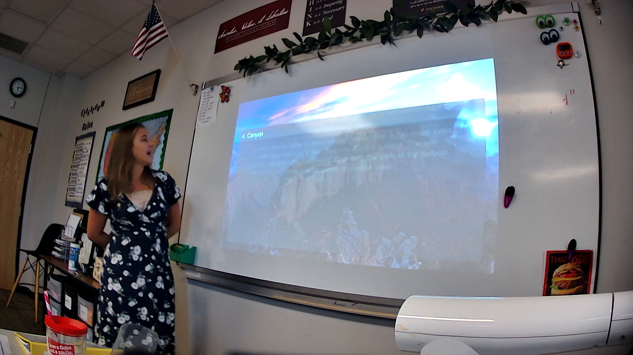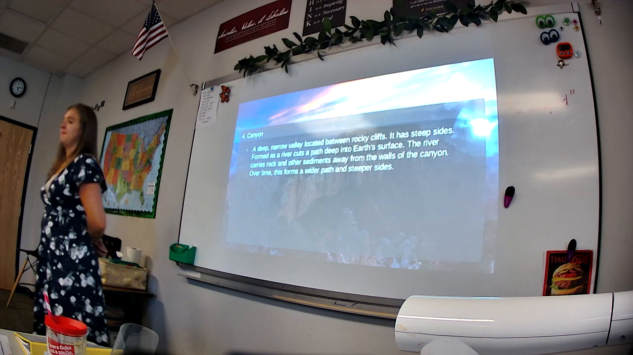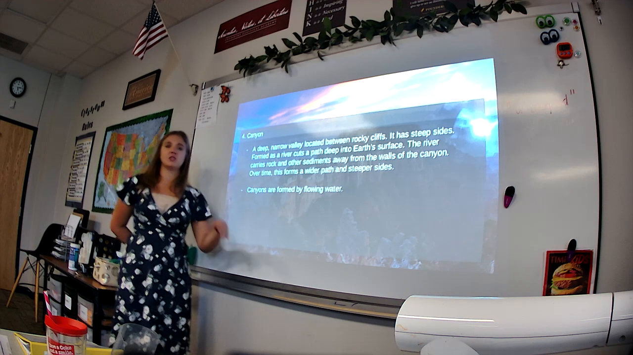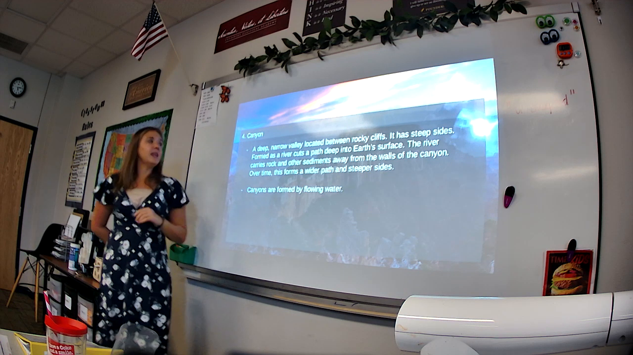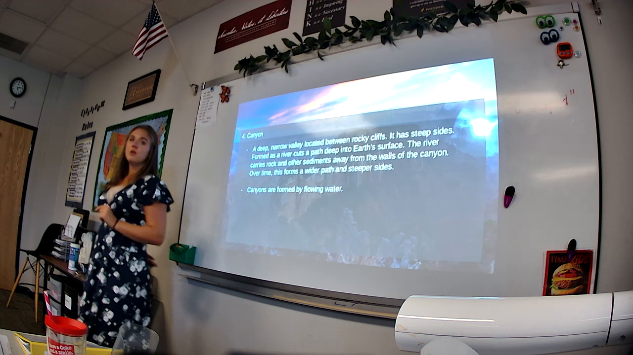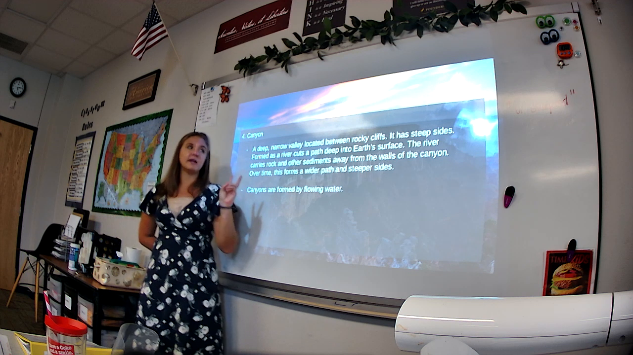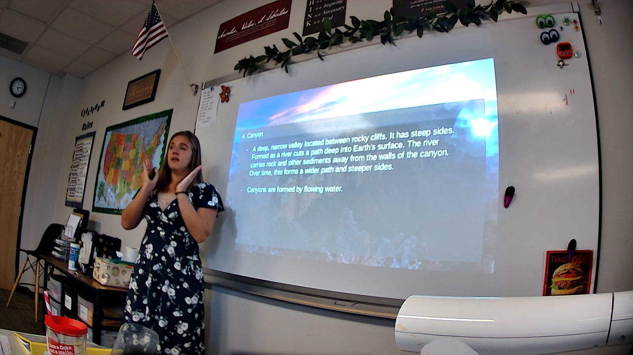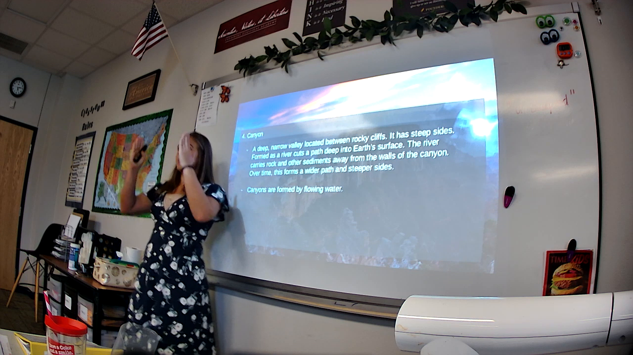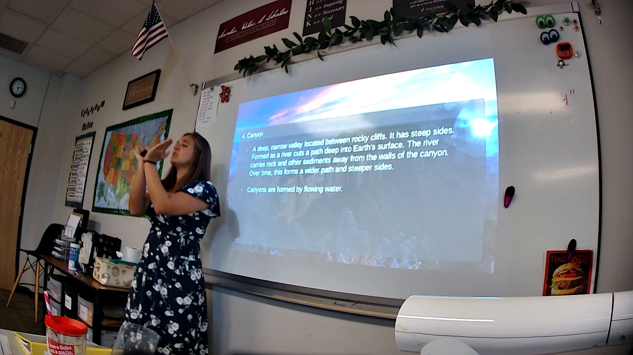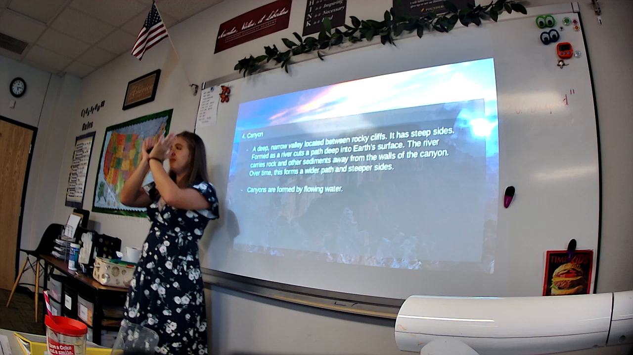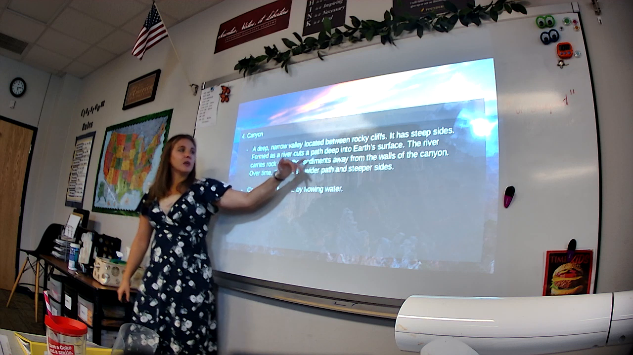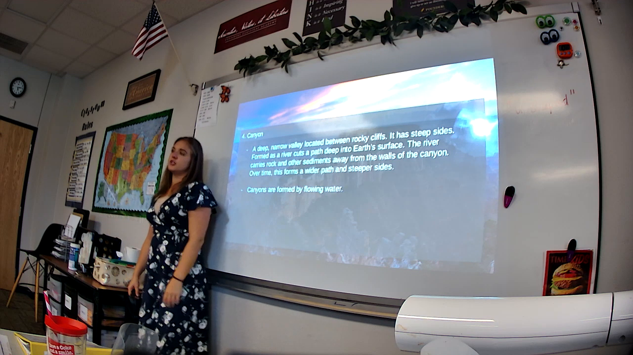All right, and last one is a canyon. Again, we're going to write this down, and then I have a good picture or diagram I'm going to use to explain this to you. A canyon is a deep, narrow valley located between two rocky cliffs. This is one of the main differences between a valley and a canyon. The walls of a canyon are very steep and go almost straight up. A valley is more of a gradual slope. Okay? Steep sides and is formed as a river cuts a path deep into the Earth's surface.